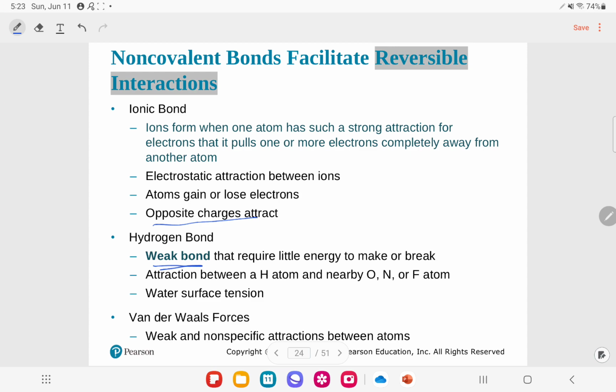And then we also have the other type of non-covalent bonds, right? So we talked about ionic bonds, we talked about hydrogen bonds, and we have van der Waals forces. These van der Waals forces are going to be weak and non-specific attractions between atoms, right? And so when atoms come in close contact, they exhibit these van der Waals attractive forces with each other, okay?